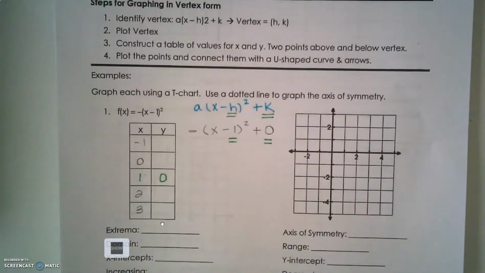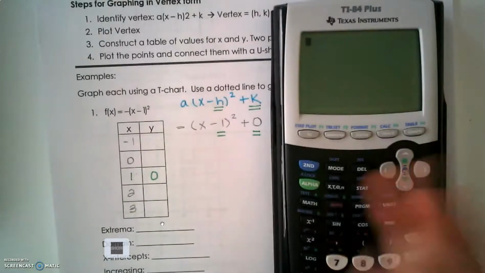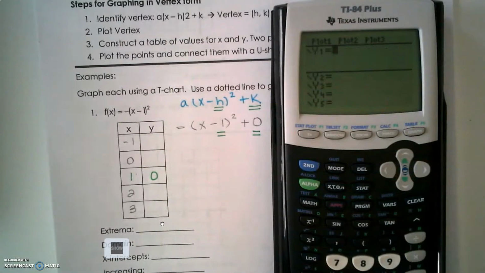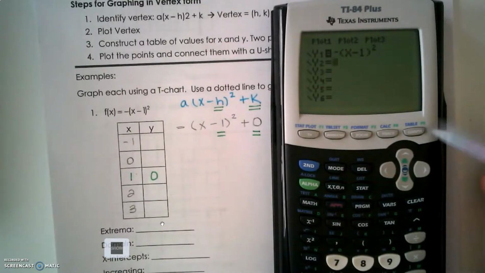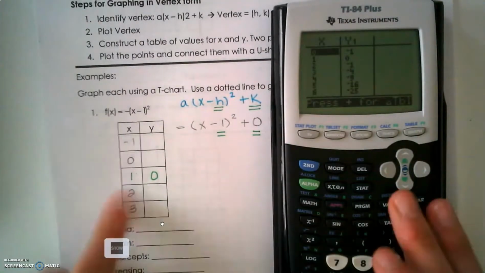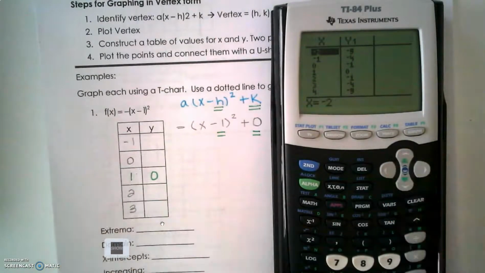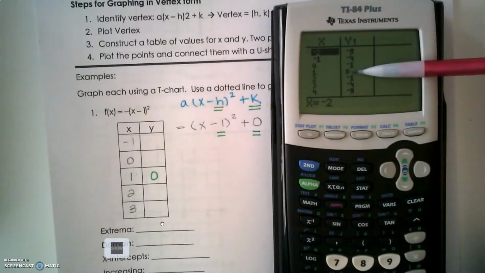I'm going to use my calculator rather quickly, but there is a video uploaded that shows you how to use your calculator to create a table. In my calculator, I'm going to go to y equals. I'm going to clear out the function that I have and type the one that I see. So negative parentheses x minus 1 parentheses squared. Table is in blue, so I'm going to hit second table. And I'm looking for 1, 0. I'm going to scroll up here a little bit. Here at 1, 0, that's my vertex.